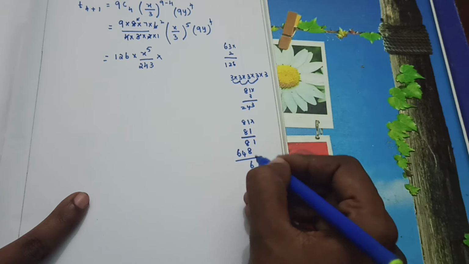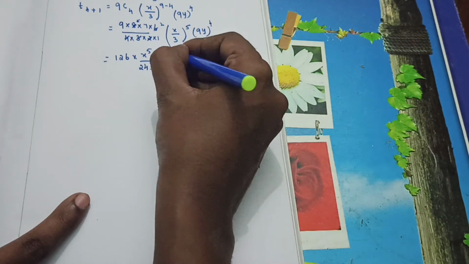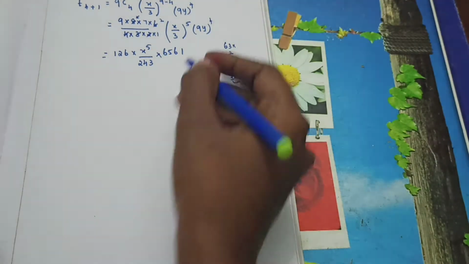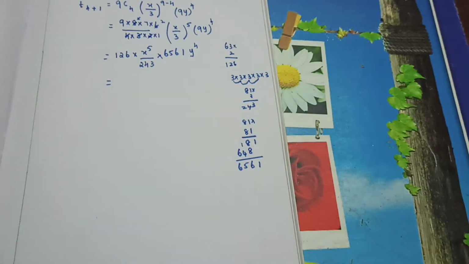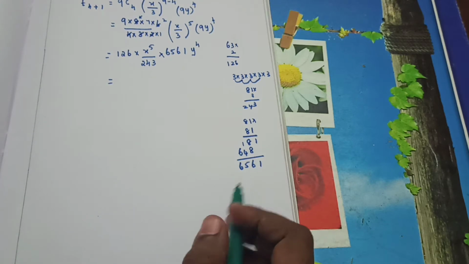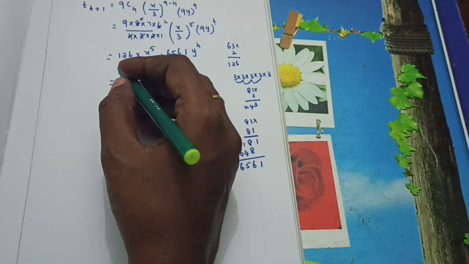So 1, 6, 1, 5, 6. Correct? So 6561 into y power 4. Just simplify this and you will get the answer. We are going to simplify this. If you cancel, it will be very easy for you.